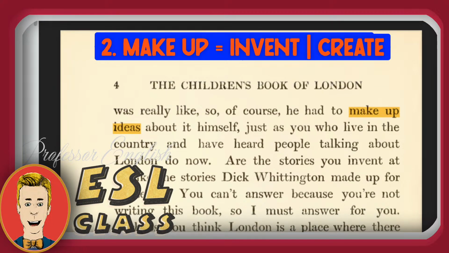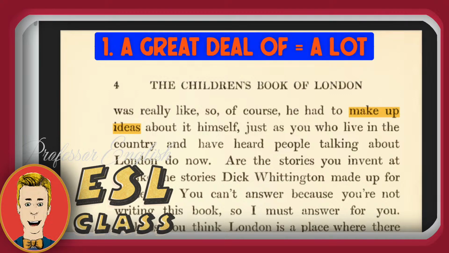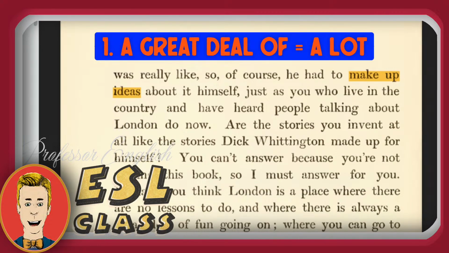All right, let's keep going here. Just as you, who live in the country and have heard people talking about London, do now. So this book is a book that wants to explain or describe London to children because it's a children's book. But these are children who live in the country and they've never visited London.